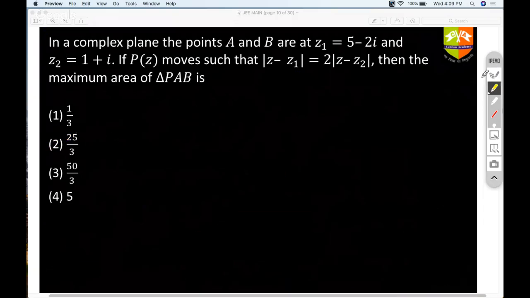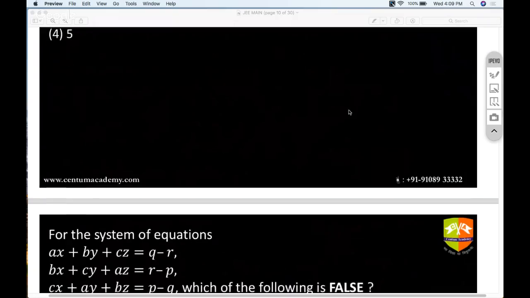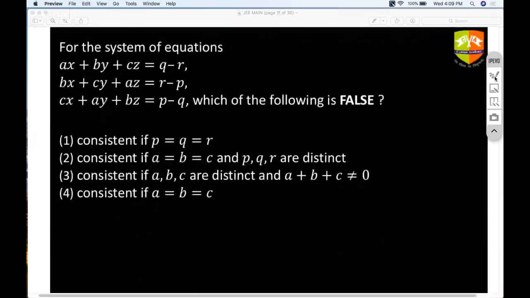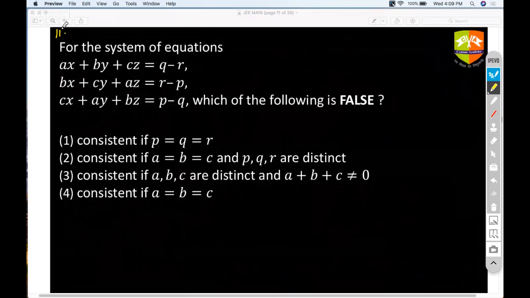So none of you could answer this question. So let's move on to the next one, which is question number 11 for the day. For the system of equations, as you can see on your screen, which of the following is false?